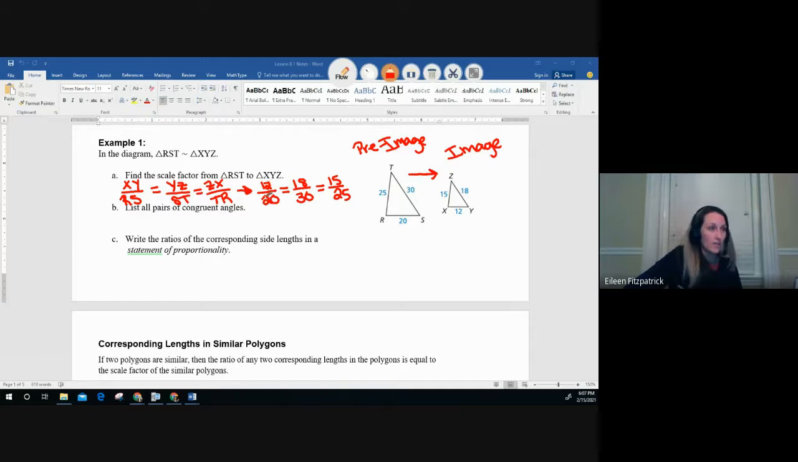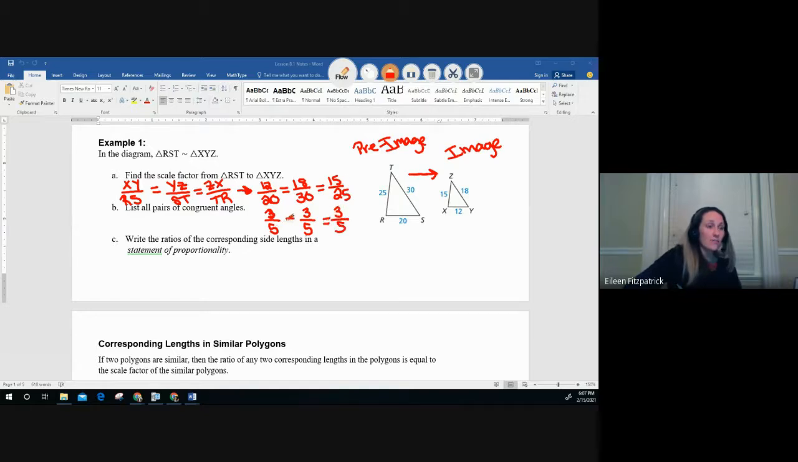12 and 20 share a common factor of 4, so it would be 3 over 5 if I simplified. 18 and 30 share a factor of 6, so that'll also be 3 over 5. And 15 and 25 share a factor of 5. That is also 3 over 5.